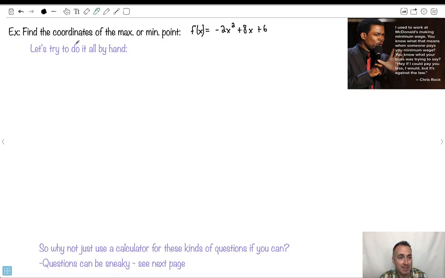All right, let's try to do this one here by hand. Because, of course, we could use a calculator maybe, but let's try to do this one completely by hand. Let's find the max or min point of this function right here.